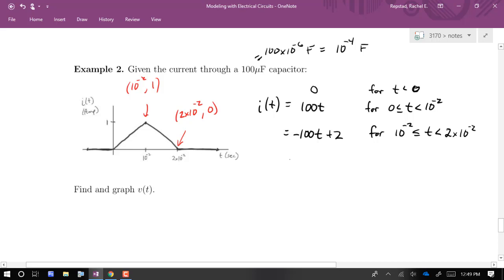And then it's 0 again for t greater than 2 times 10 to the negative 2.